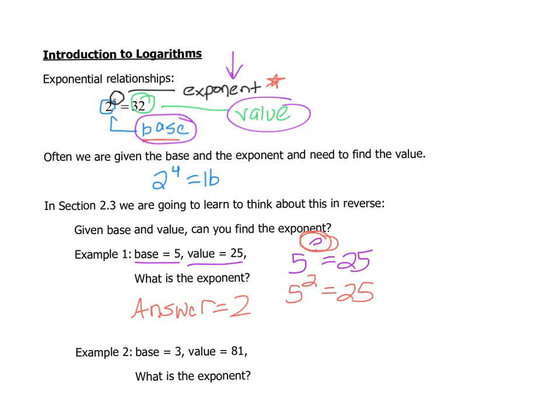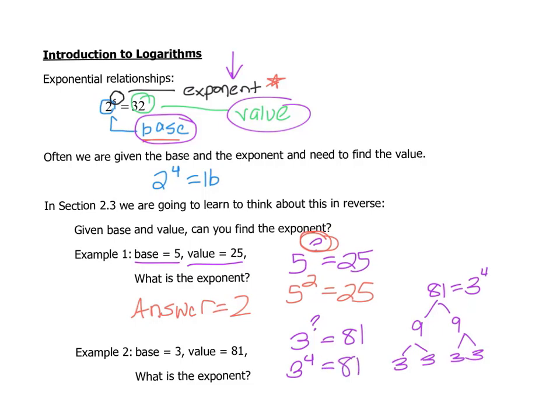Here's another one. We know the base is 3, the value is 81, and we want to know what is that exponent. So what power of 3 gives us 81? You might not just automatically know that answer. Let's think about what 81 is. 81 is 9 times 9, and each 9 is a pair of 3's. So 81 is actually 3 to the 4th. So 3 to the 4th is 81. So this means our answer here is 4.